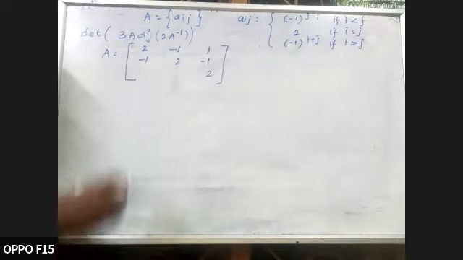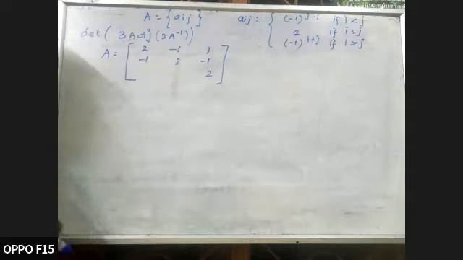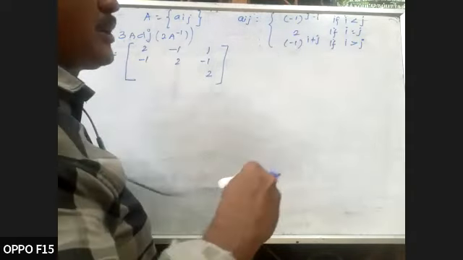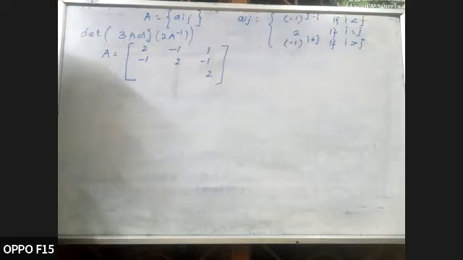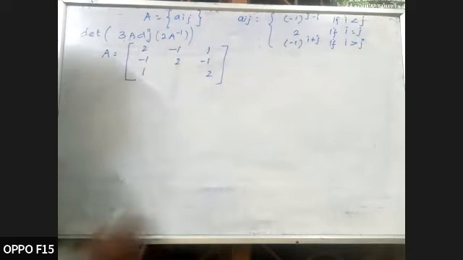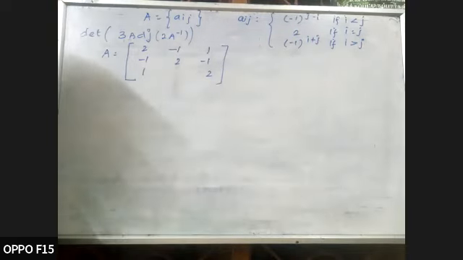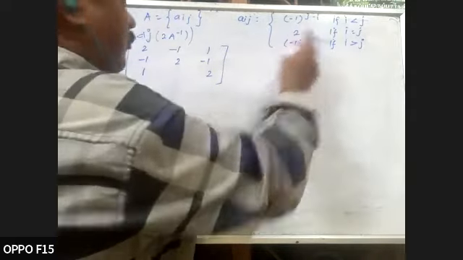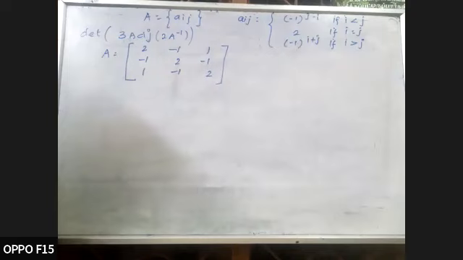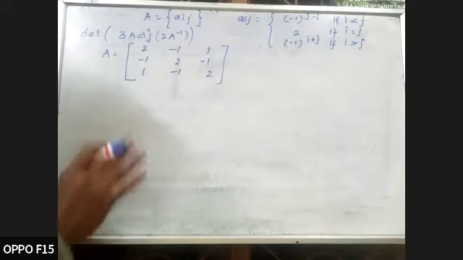Next 3, 1, i is greater than j: minus 1 power 3 plus 1, that is 4, minus 1 power 4, even, so this becomes plus 1. Next 3, 2, i is greater than j: 3 plus 2, 5, you get minus 1. This is the A value. Your A matrix is constructed.